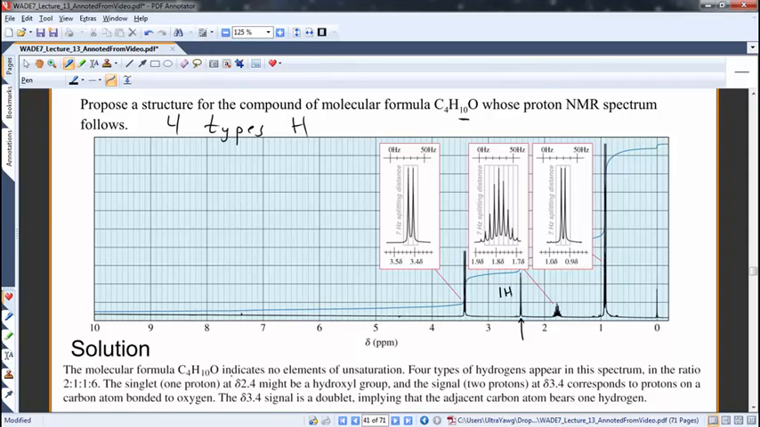Let's see, it says the molecular formula, 4 types in the ratio 2 to 1 to 1 to 6. There we go. So 2H, 1H, 1H, and 6H. Right? They didn't give us that in this problem. I'll give them to you in my class.